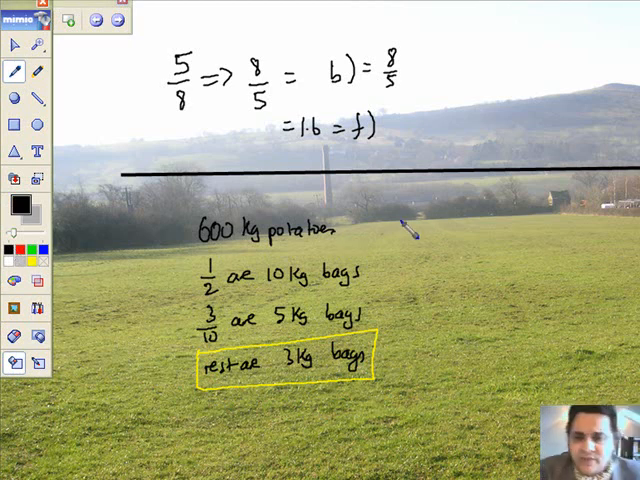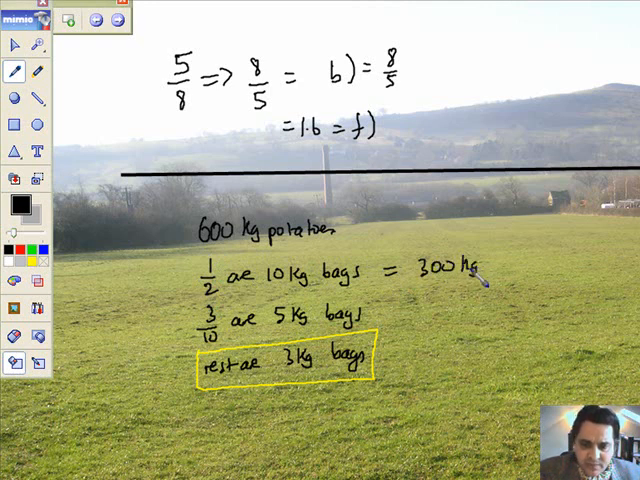Right, 600 kilograms of potatoes. Well, a half of them are 10 kilogram bags. A half of that weight equals 300 kilograms, and that's that gone. 3/10 of 600. Well, what's 3/10 of 600? I pick up my calculator and go 3 divided by 10 times 600. I now have 180 packaged up as 5 kilo bags.